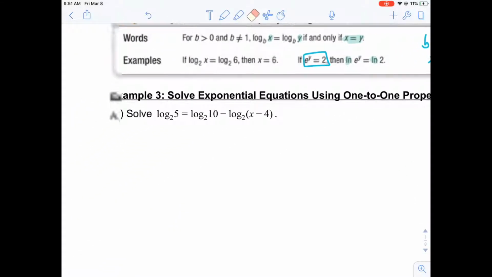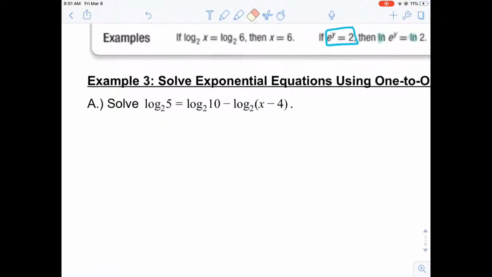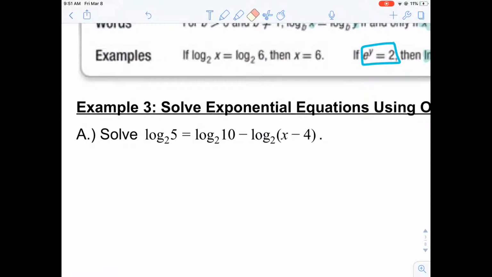Alright, so we're going to do our first example here. What this property is showing us is if we can get this to simplify to only one logarithm on this side, and if it has the same base as the logarithm on this side, then we can go ahead and solve for x. So on the right hand side I have two logarithms. They have the same base and they're being subtracted, so my quotient property tells me that I can take 10 and divide it by x minus 4, and I still have log base 2 of 5 on the other side.